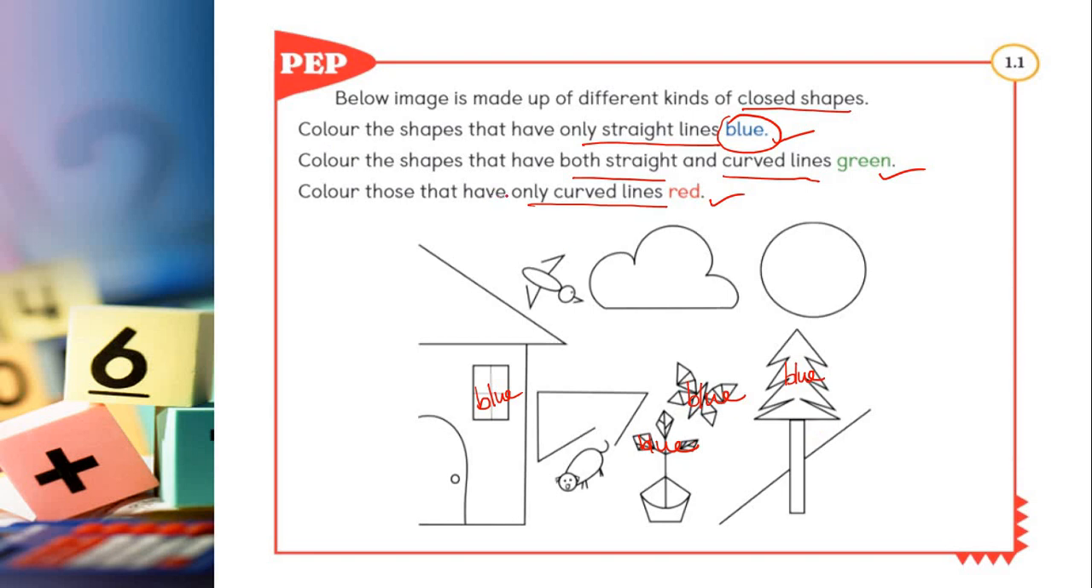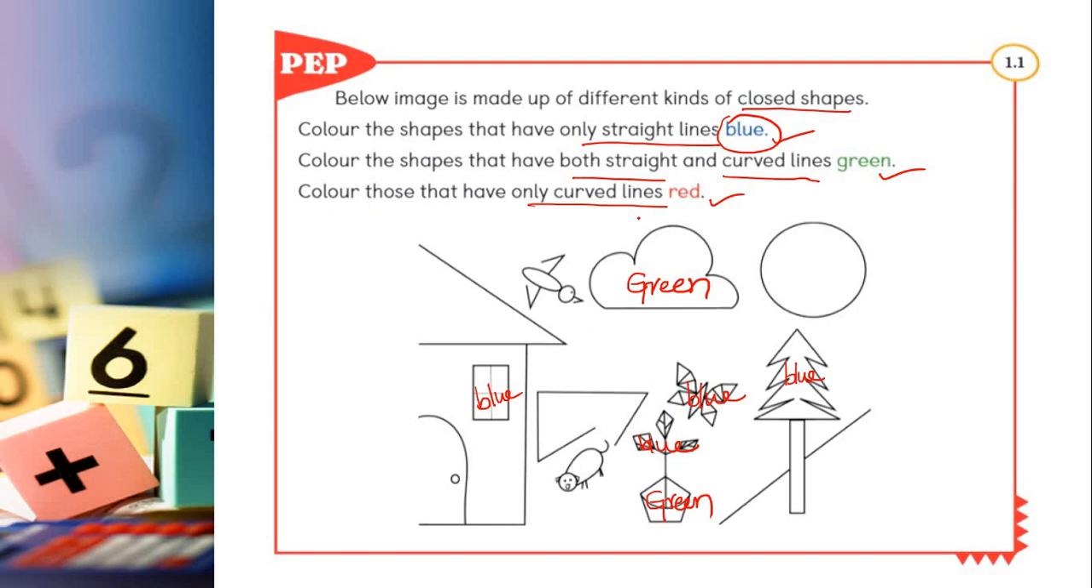Then you have to color the shapes that have both straight and curved lines with green. Yes, find out the shape. This is the shape with both straight lines and curved lines. This is the straight line. These are curved lines. So you have to color this with green color. And here also one more is there. It is also with straight lines and a curved line in between. So you have to color this with green.